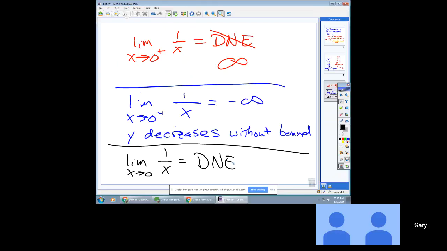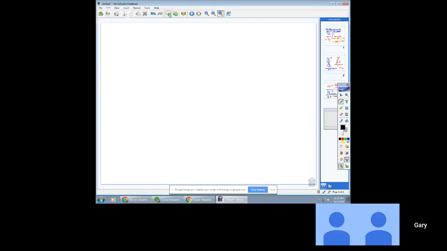All right, let's try another one like that. Let's consider the limit as x approaches 0 from the left side of 1 over x squared. So draw a picture, look at your calculator, figure out what's going on there. Do it two different ways.